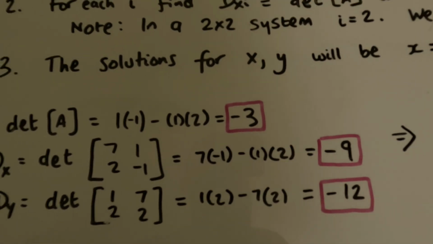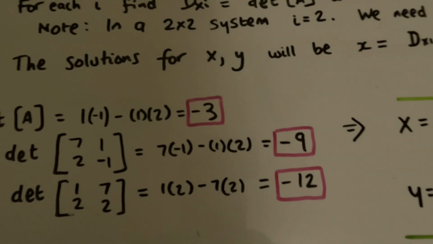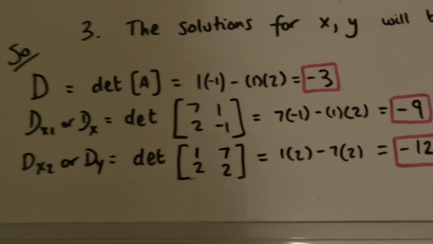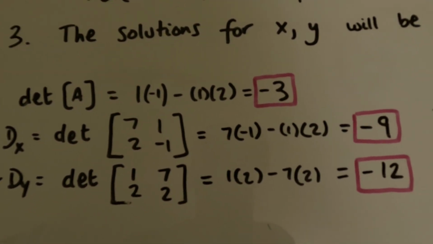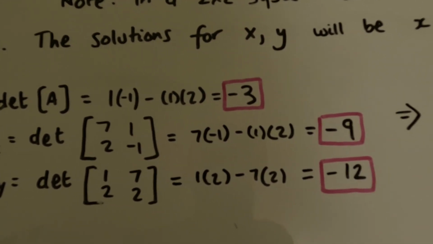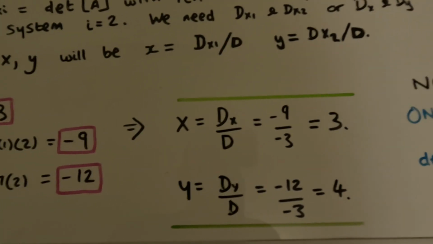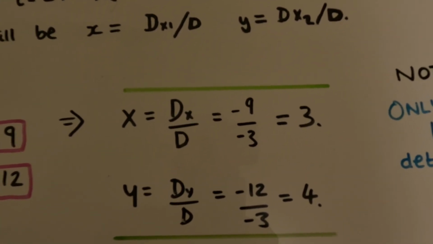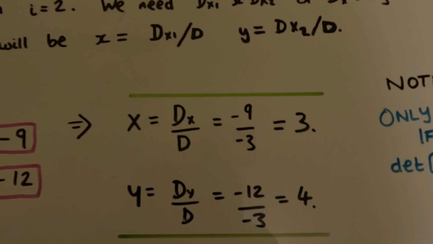I've put a little pink box around that as well. So the ones with the pink boxes around them are the determinants. This is all we need to solve the problem. And finally, dx2 or dy, that's the determinant of 1, 2, 7, 2, where we just replaced the second column with 7, 2, the constant matrix. So that's equal to 1 times 2 minus 7 times 2, and that's minus 12. So therefore, x equals dx over d, which is minus 9 over minus 3, which is 3. And y is equal to dy over d, which is minus 12 over minus 3, which equals 4.